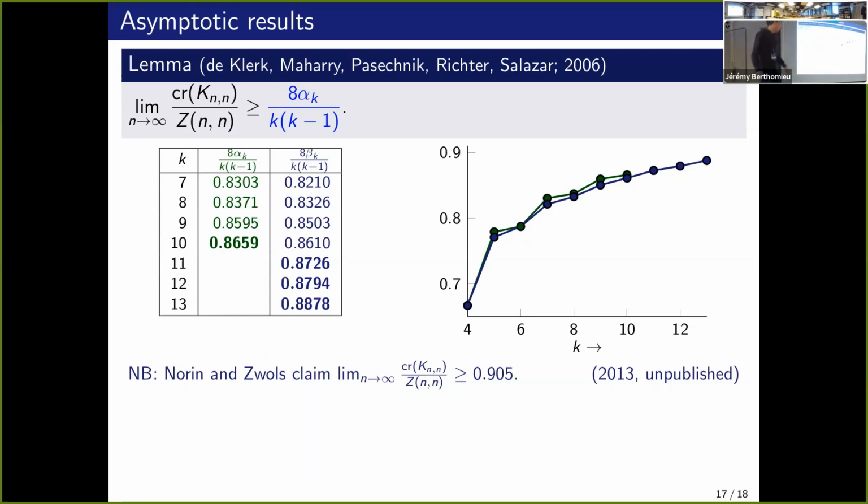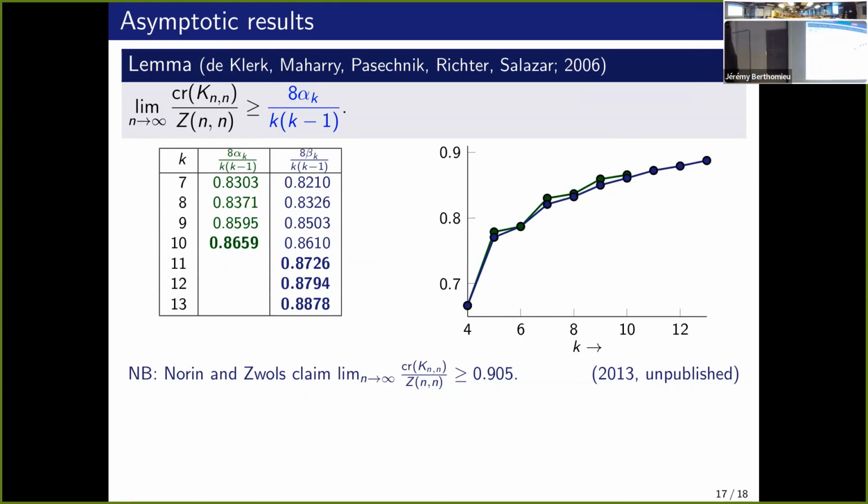I don't know. But sadly, this is not the best asymptotic known lower bound. Norin and Zwols already claimed that they have an asymptotic lower bound of 0.905. They presented this at the conference, but they have no arXiv paper online. We sent them an email, but they haven't replied yet. But we will send them again.